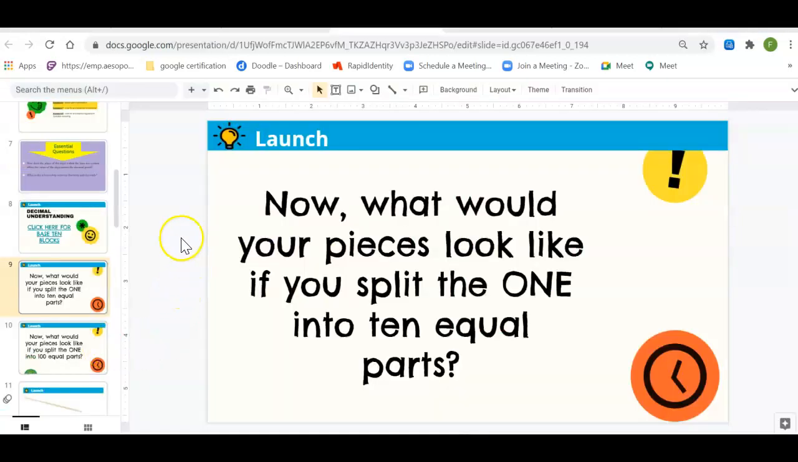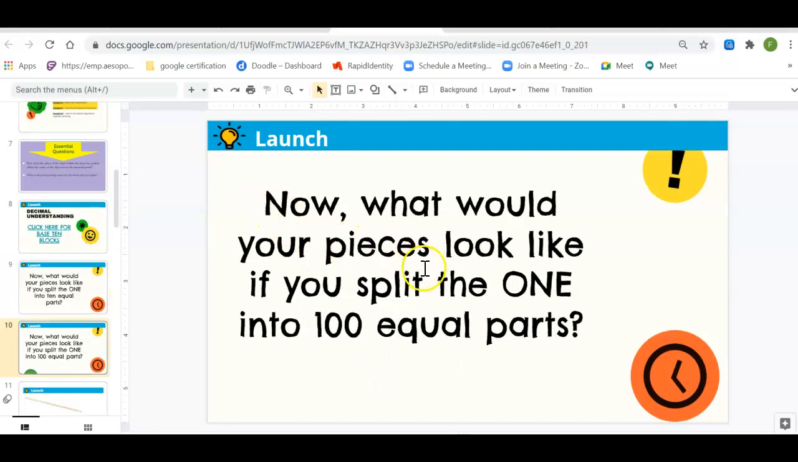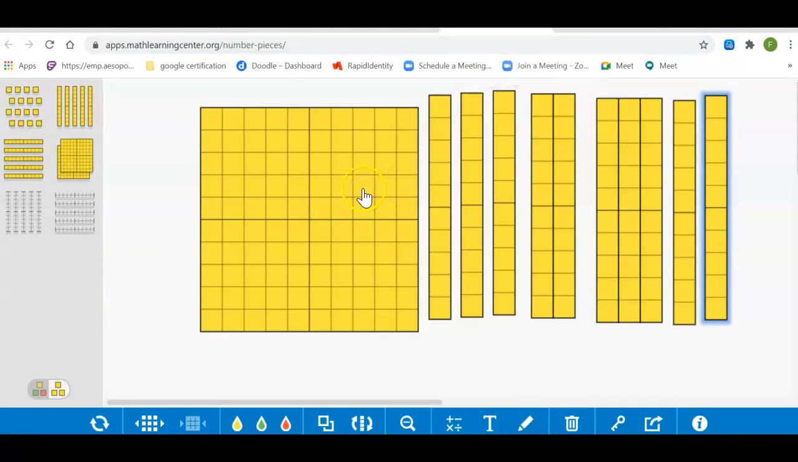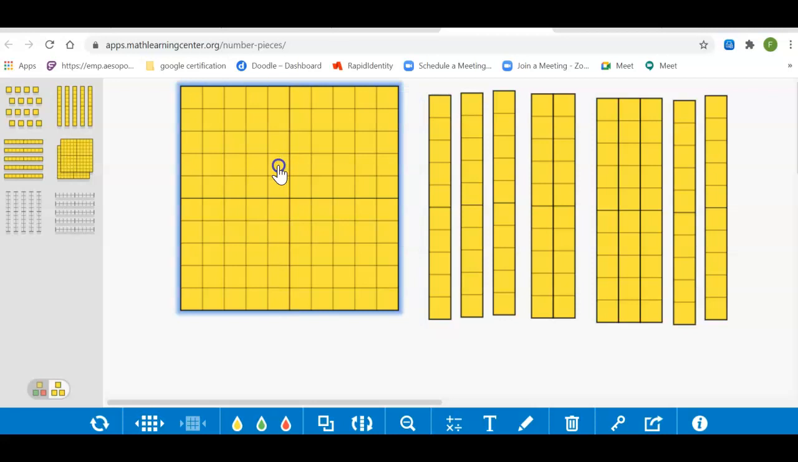Now I just click back to my slides. I'm going to go to the next slide. And this one says, now, what would your pieces look like if you split that one whole into 100 equal parts? So now I'm going to go back to our base 10. If I wanted to take this one whole and split it into 100 equal parts, which one would I choose? I wouldn't choose the rods again because these are 10 equal parts. So you would go with the units. And you would need 100 of these if you wanted to split it up into 100 equal parts.